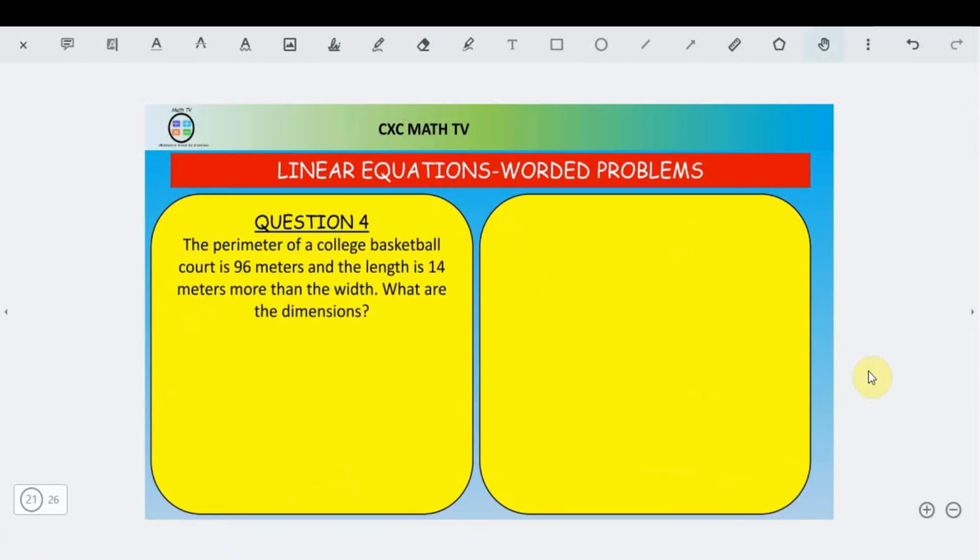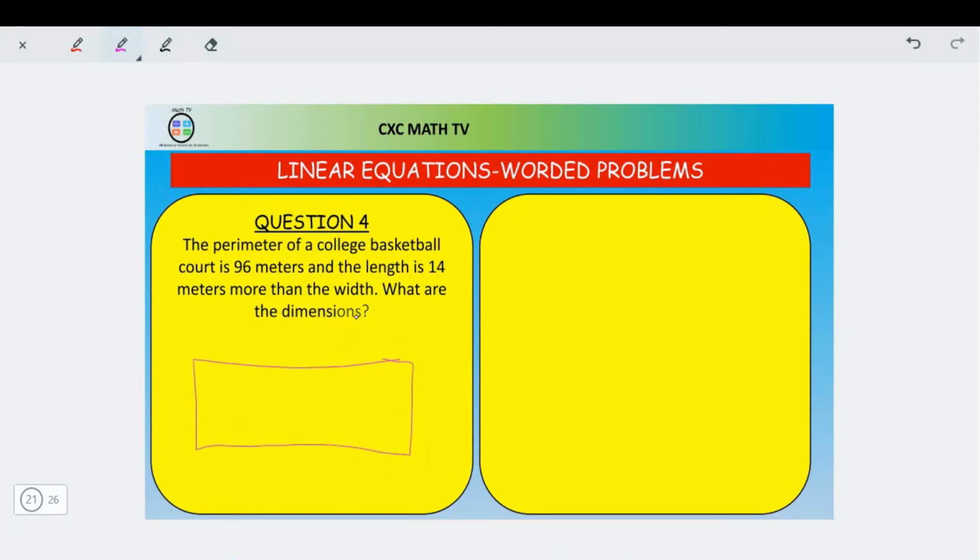Next question. This question says the perimeter of a college basketball court is 96 meters and the length is 14 meters more than the width. What are the dimensions? Pause the video and quickly do this question. Alright, as you pause, this is just like the question we did before. The length is 14 more than the width, so 14 plus W. Here says W and this is 14 plus W.